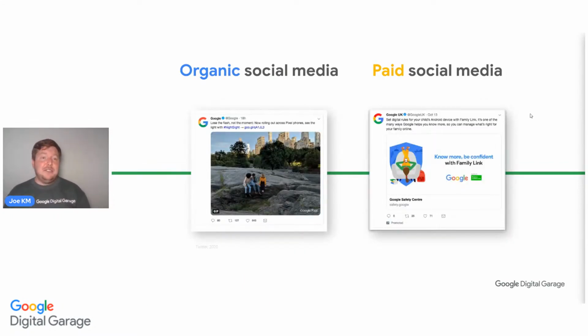Again, look at the ad on the left, a free one. Google's official page. They're advertising it. You've got a nice picture. It looks cool. But the one on the right has got the full website you can go to. No more, be confident with Family Link. You've got a bit more information.